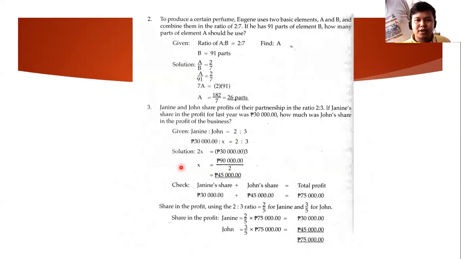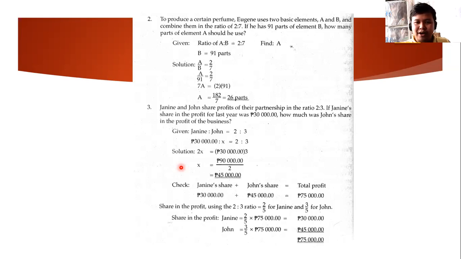So, another sample. To produce a certain perfume, Eugene uses two elements, A and B, and combines them in the ratio of 2 to 7. So A is 2 and B is 7. If it has 91 parts of element, how many parts of element A should be used when there are 91 parts?